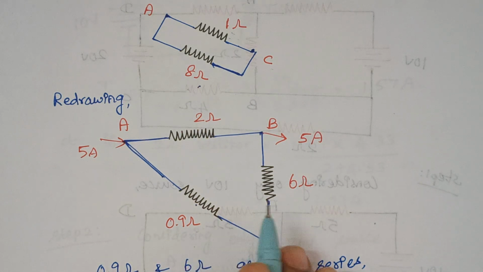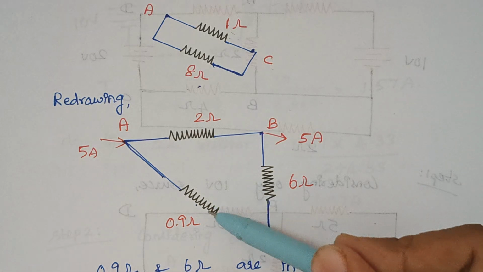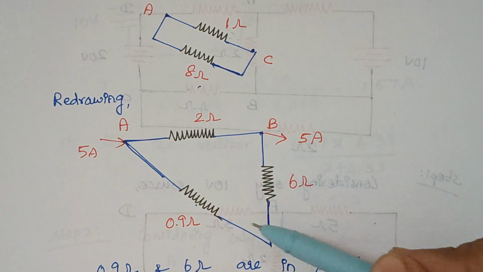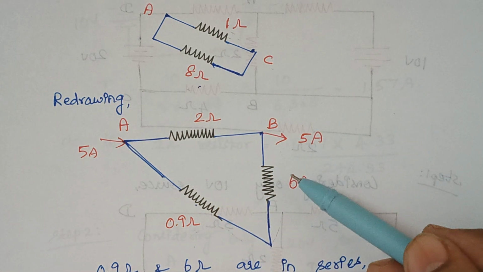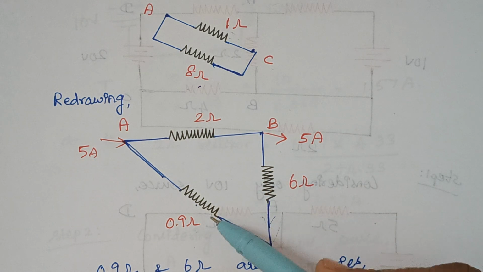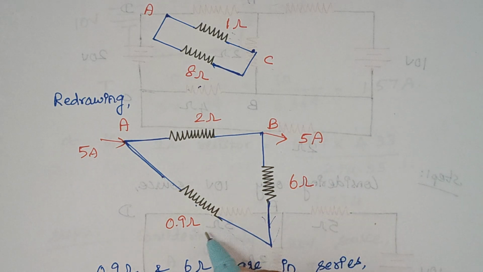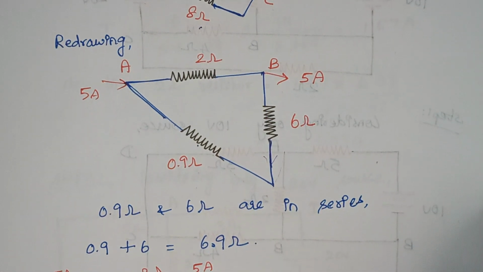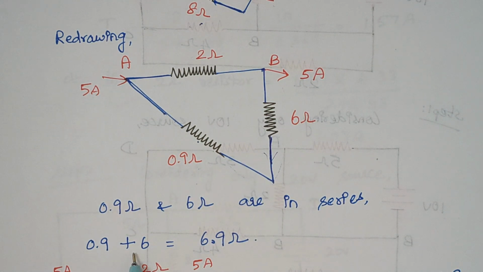Right. Again, when you look at the circuit, you see this 0.9 and this 6 ohm are in series. Right. Because you see the current flowing through this 6 ohm again will flow through this 0.9 ohm. So the same current flows through these two resistors. So these two are said to be in series. So how to find the total resistance? It is given by 0.9 plus 6, that gives the answer as 6.9 ohms here.